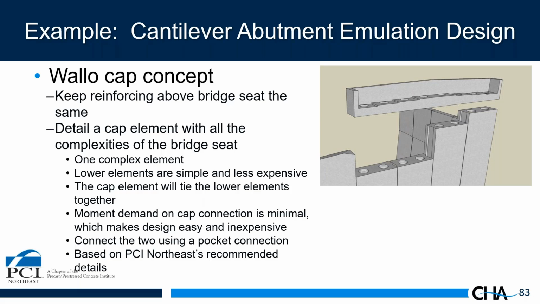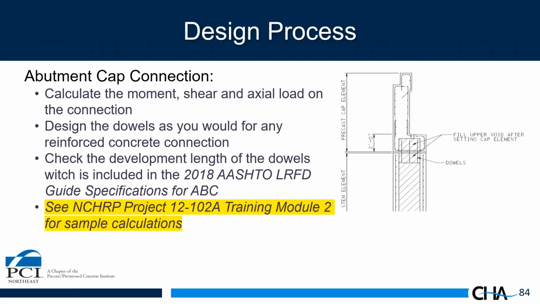Now, the key thing is connecting these two together is a very simple connection to design because there's very low moment demand that high up on an abutment, especially when you factor in the weight of the superstructure. So this is a blow up showing that detail, showing how that might work. And the concept here is to use the corrugated metal pipe void with simple dowels between the two elements to make the connection.